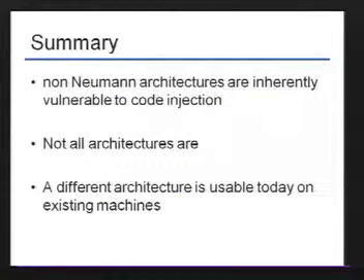So, a summary of my work and what I'm presenting here. Most commodity systems are going to be using von Neumann architectures, and they're inherently vulnerable to code injection attacks. But it doesn't have to be that way. Not all memory architectures are. Things like the Harvard architecture are actually immune. And it's possible to construct a new architecture on top of von Neumann that's immune to that code injection problem.